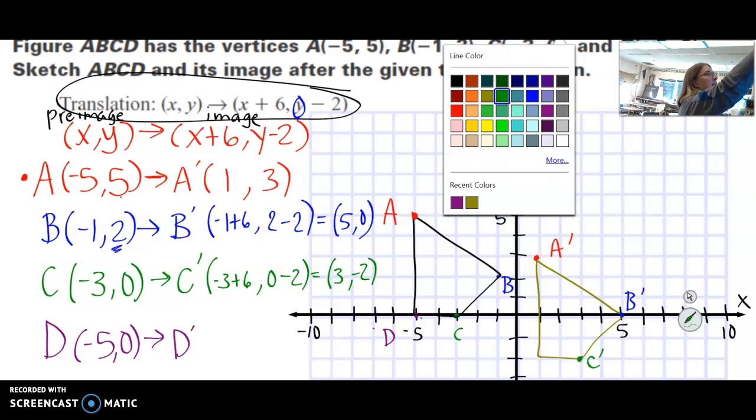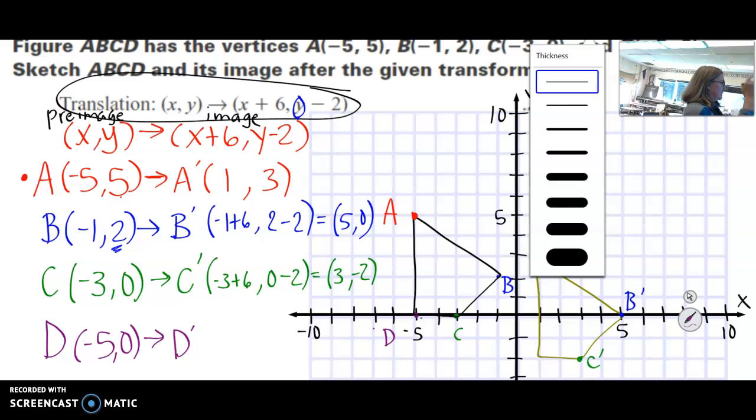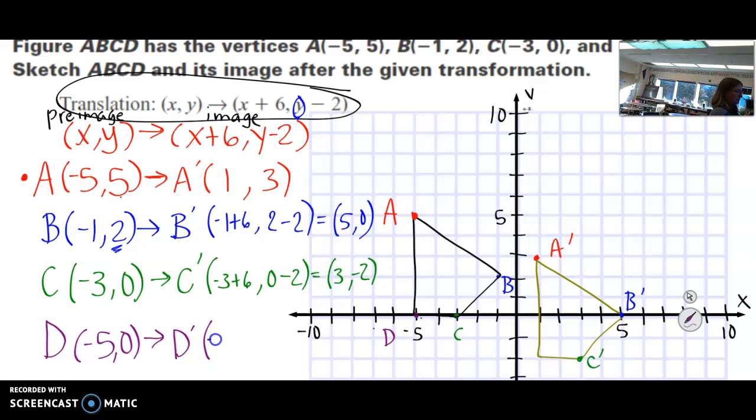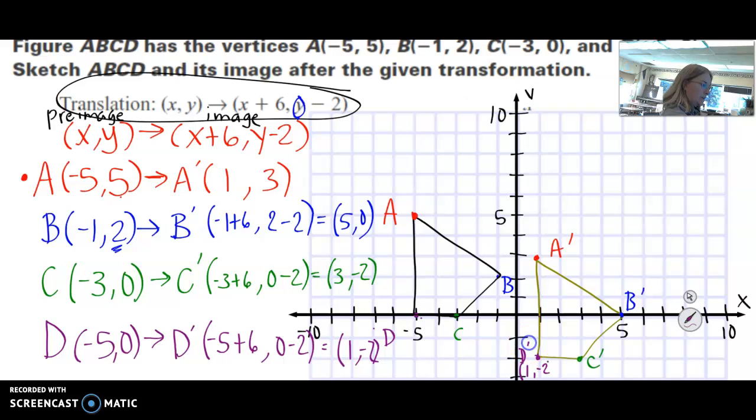And then D, if you take the X coordinate, -5, and add 6 to that, and the Y coordinate of 0 and subtract 2 from that, that new point is going to end up at 1, -2, which is right here, over 1, down 2. Oops, I meant to call that D prime.